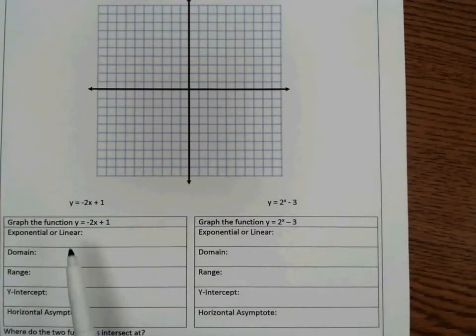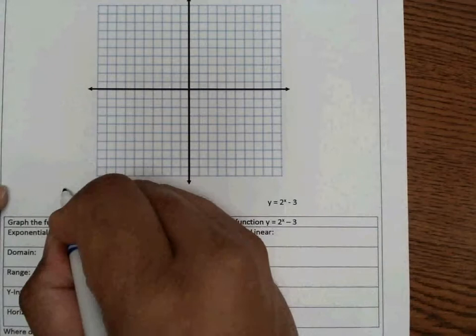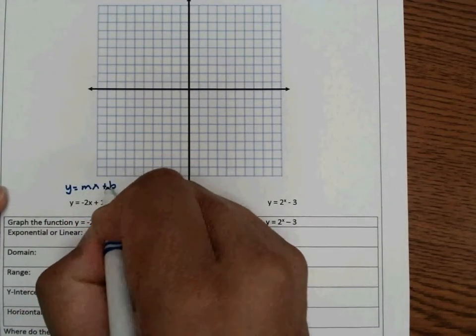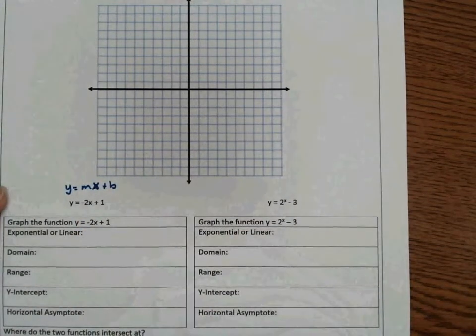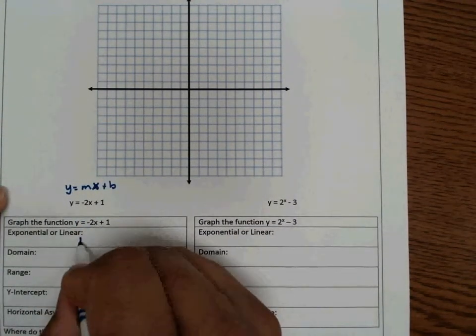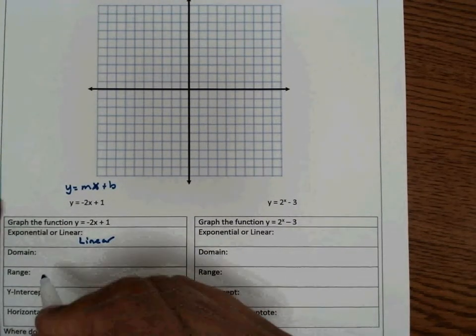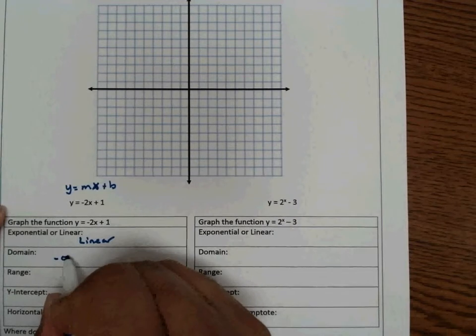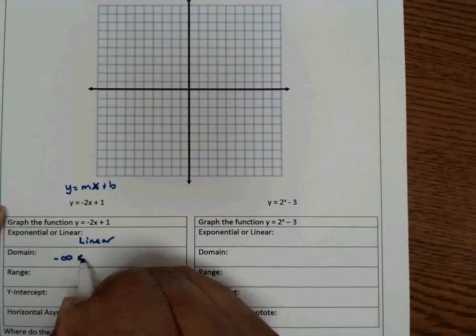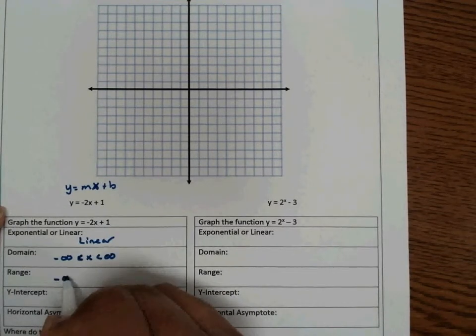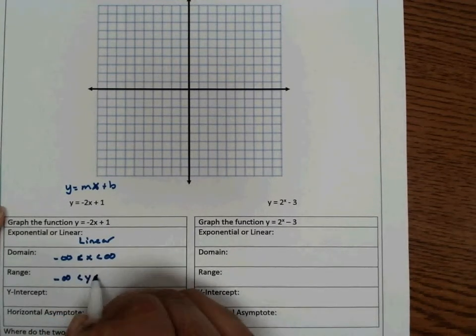So anyway, we can see we have two functions. We have this one and we have this one. So we have y equals negative 2x plus 1. And hopefully most of you can realize that this is in y equals mx plus b form. So therefore it has to be linear. Hopefully from foundations you remember the domain is always negative infinity less than x less than infinity. And the range for a linear is always negative infinity less than y less than infinity.